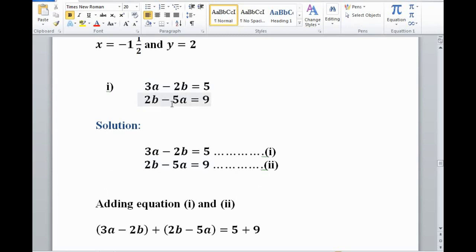So here again we have two like terms, positive 2b and negative 2b. So we know that if we add equation 1 and 2, we can eliminate negative 2b and positive 2b because they have unlike signs, positive and negative.